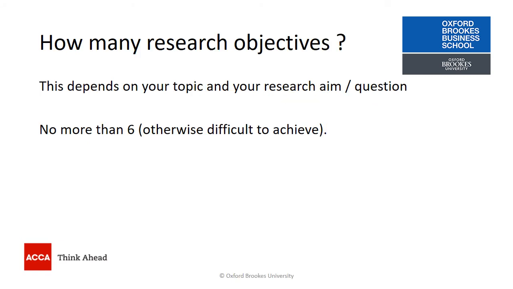How many research objectives? Well, this does really depend on your topic and your research aim or question. I would suggest that if you're writing more than 6 objectives, you're going to find that very difficult to achieve. So if you're trying to write more than 6, you're either trying to write your objectives in too much detail, you're including too many steps, or you're actually trying to write a project that is too big. It's too difficult to achieve in the time.